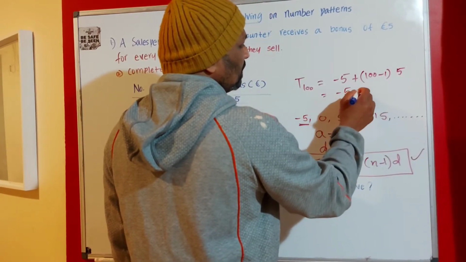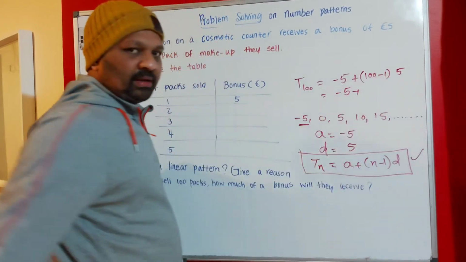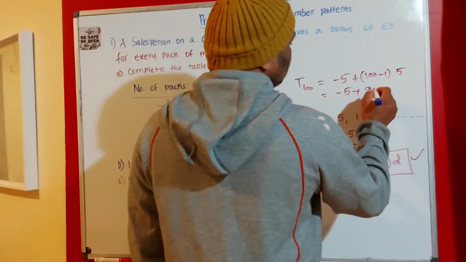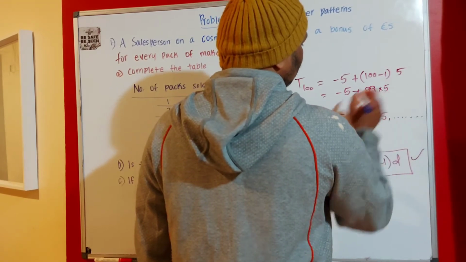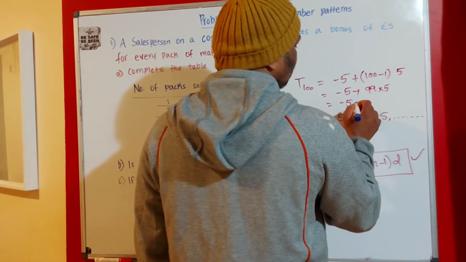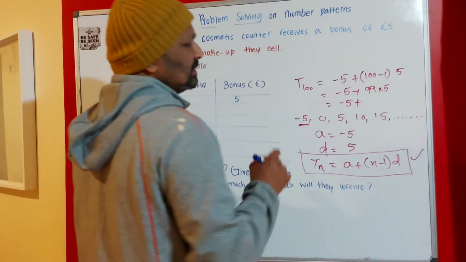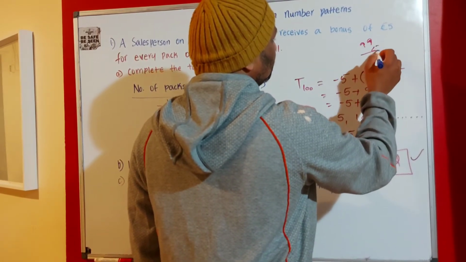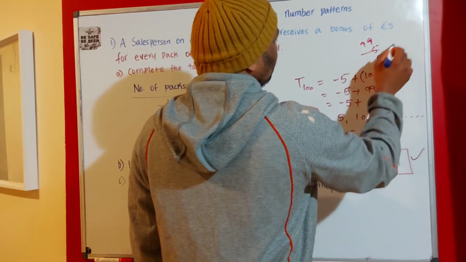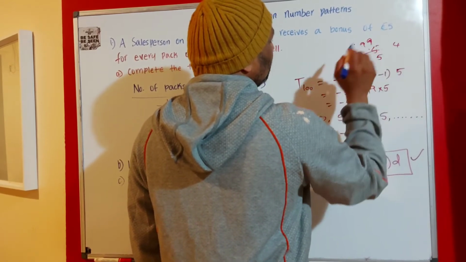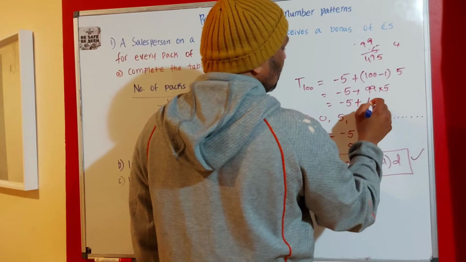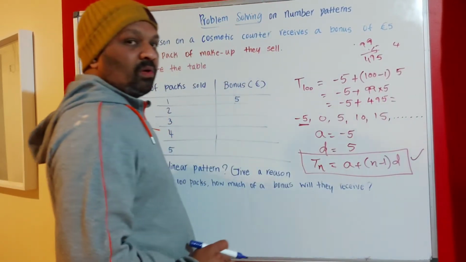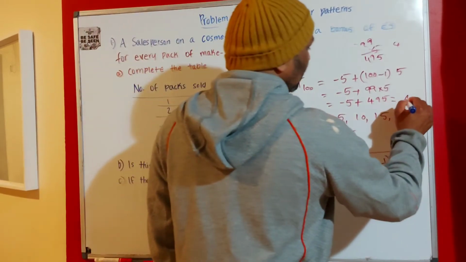So minus 5 plus... If you simplify this, you have to evaluate the bracket first. 99 into 5, and minus 5 plus 99 times 5. You can do it. 5 nines are 45, carry 4, 45 plus 4 is 495. 495 minus 5 plus 495. That is going to be 490.